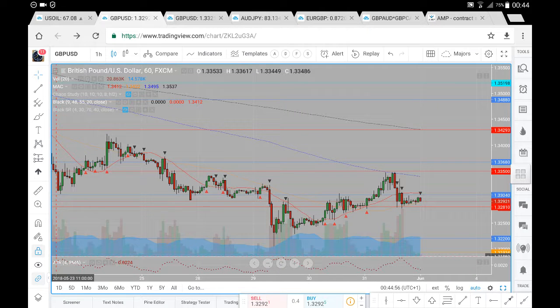So this is the pound dollar analysis for Friday the 1st of June. Now let's just have a look at our prices and where price may likely go.